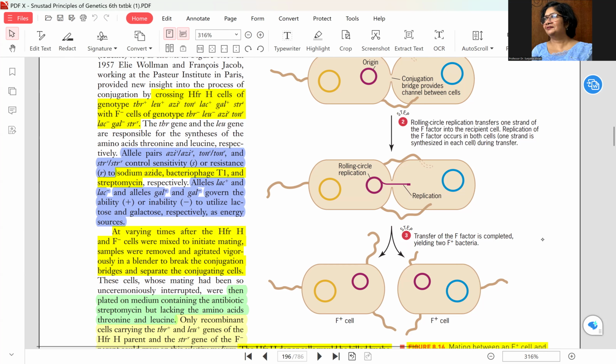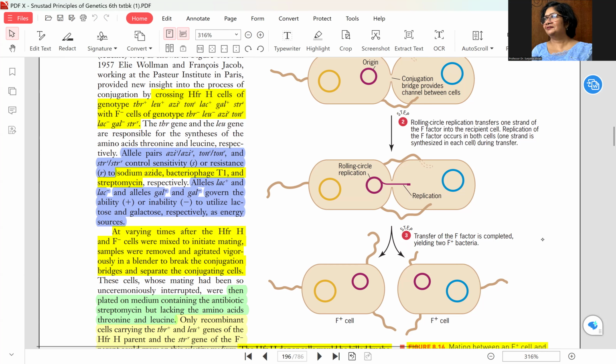So if we take a donor cell which has the phenotype threonine plus, leucine plus, sodium azide sensitive, bacteriophage sensitive, lactose plus, galactose plus, then if this donor cell transfers its genes one by one into the recipient cell, we can determine the order of the genes in the donor cell by studying the phenotypic change in the recipient cell.